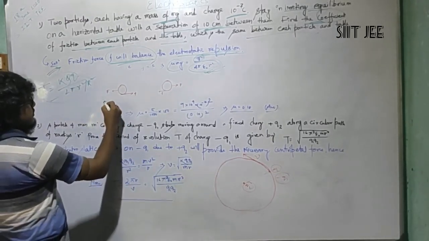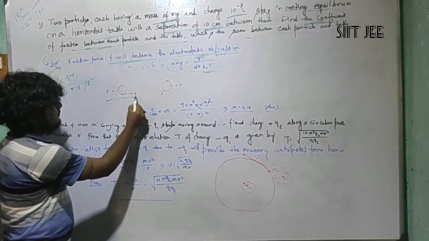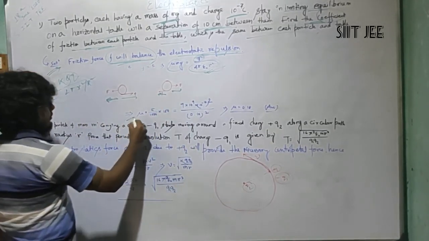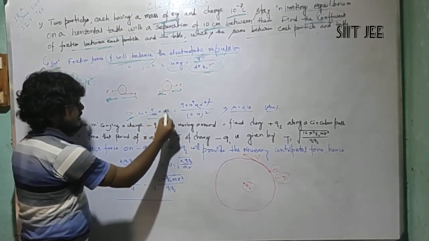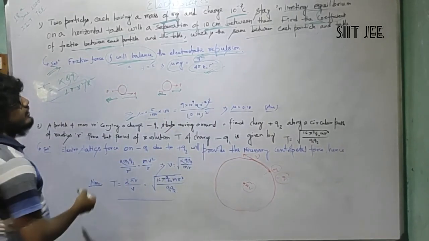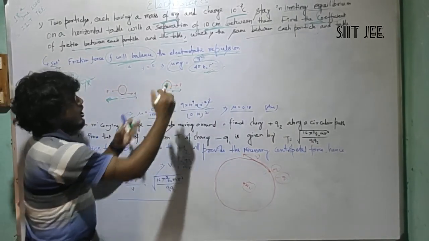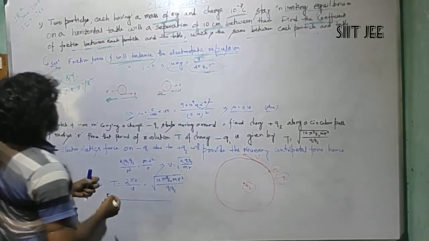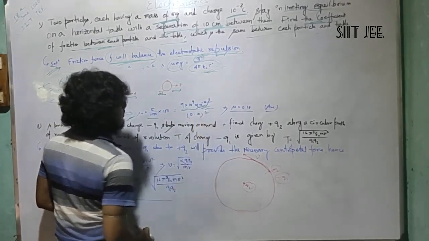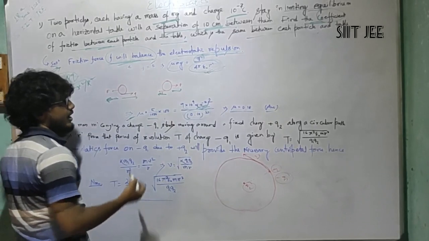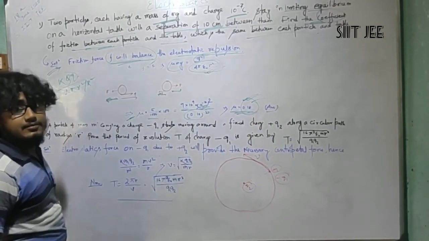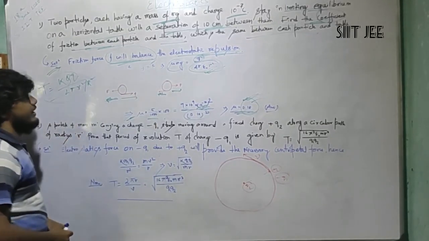Putting values: mu into 5 by 1000 into g is equal to 9 into 10 to the power 9 into 10 to the power minus 7 whole square divided by 0.10 square, with a separation of 10 centimeter between them. So mu equals 0.18 is the answer of this numerical, mainly for JEE Main, KVPY and JEE Advanced.